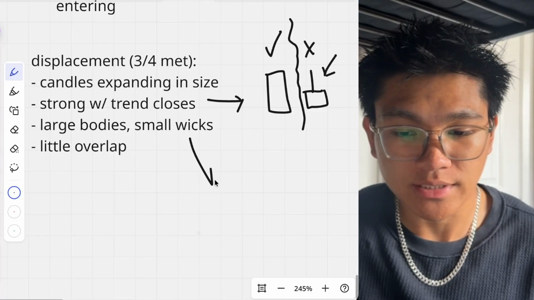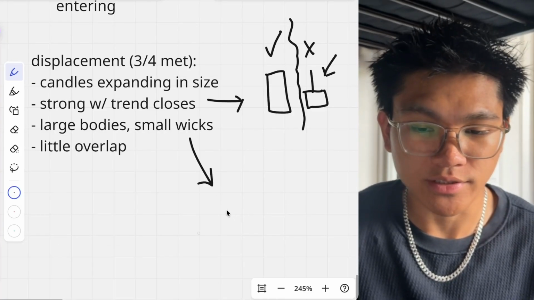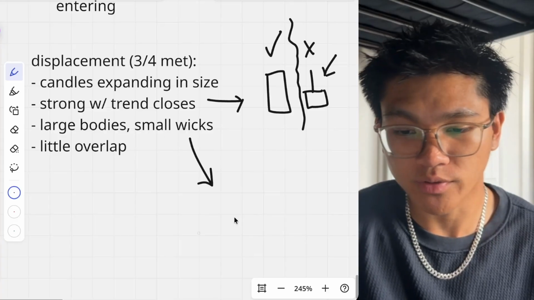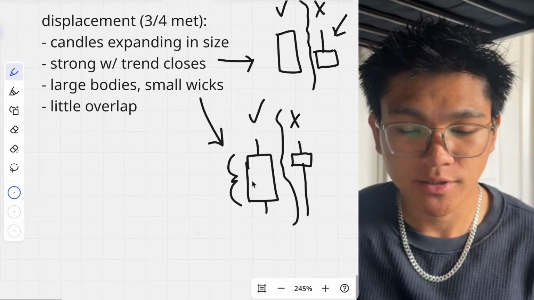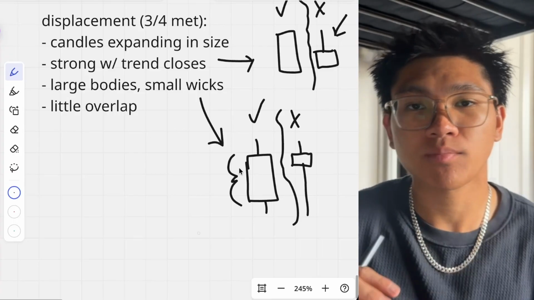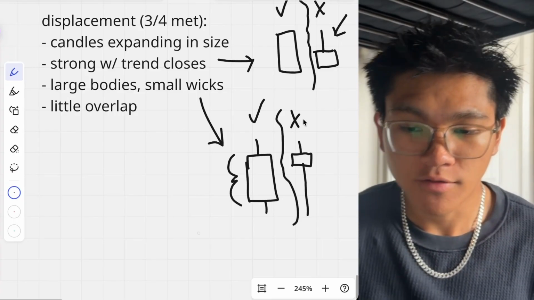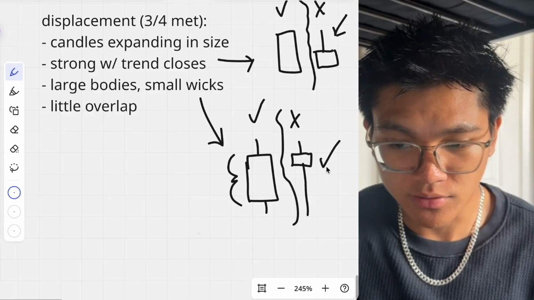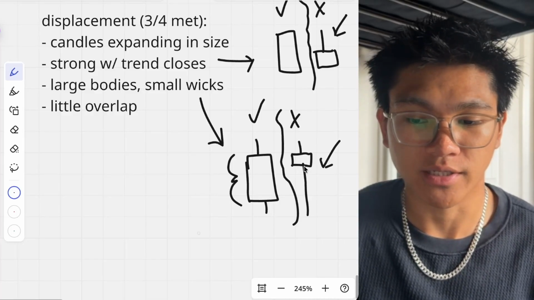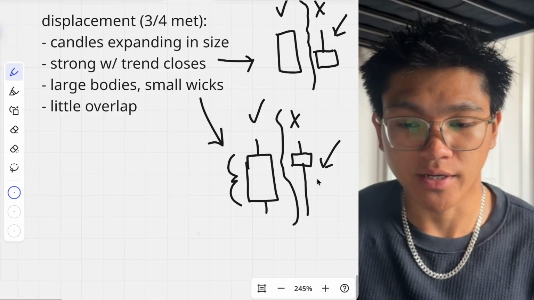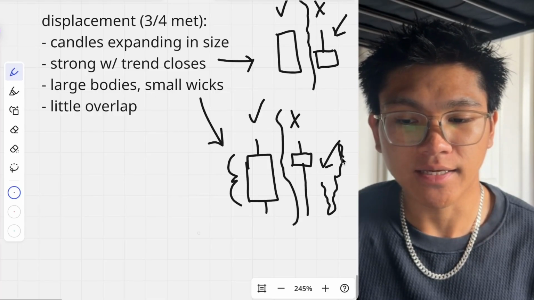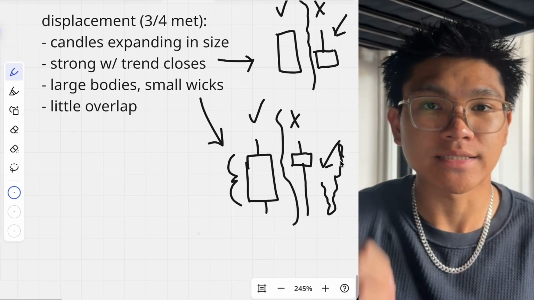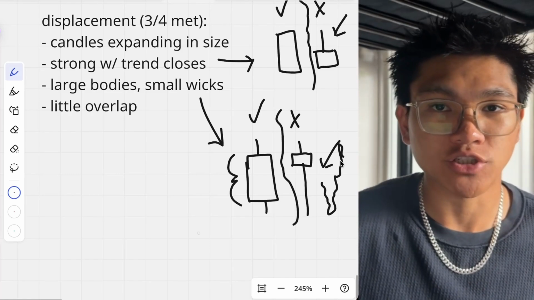And that kind of ties in with the third criteria, which is large bodies and small wicks. This candlestick right here is an example of a large body and small wicks, meaning that throughout the actual duration of the candlestick, price was pretty much just expanding higher. Versus this candlestick right here, which has a smaller body and larger wicks, which goes to show that price was trending over here for a little bit, it might have reversed, and then ultimately it failed to really continue expanding in the direction of the trend.